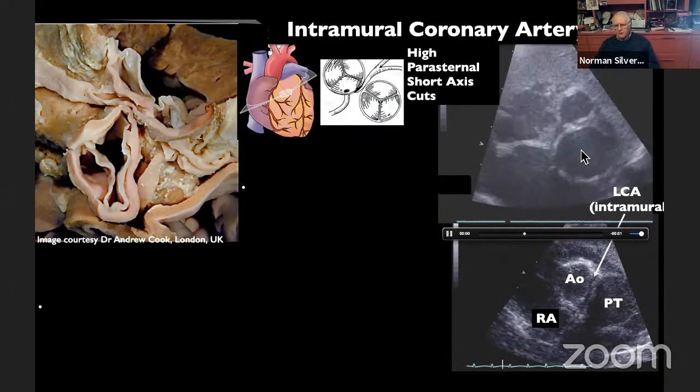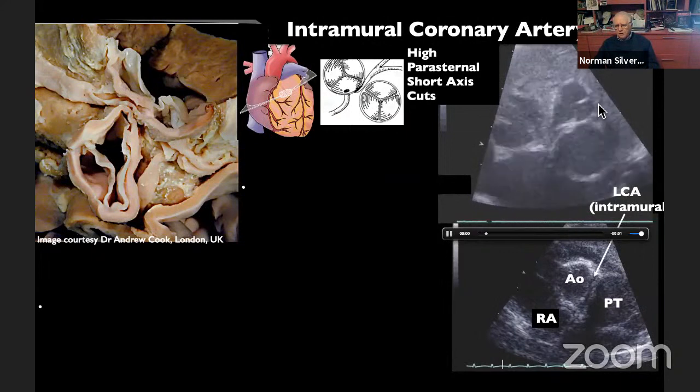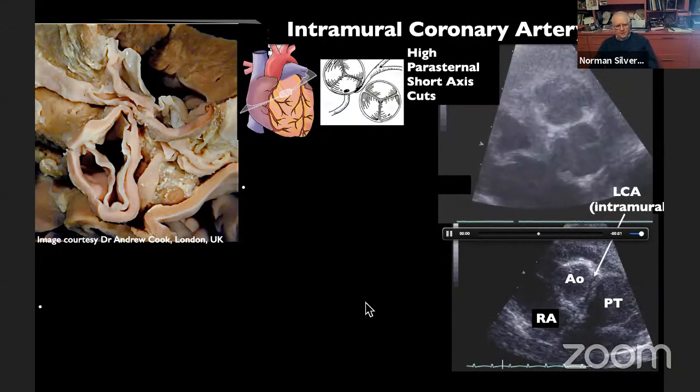There's the pulmonary artery behind. The left coronary artery is more commonly intramural than the right. So the right is running in the appropriate coronary sinus. This one should be running over here, but it runs in here. And this, of course, creates a series of problems for the surgeon in repairing them.